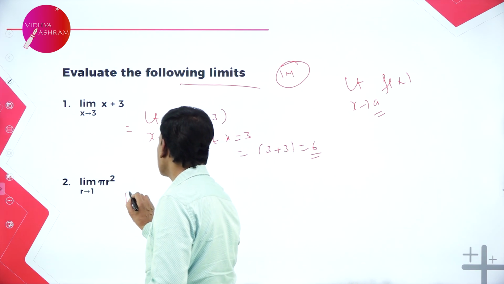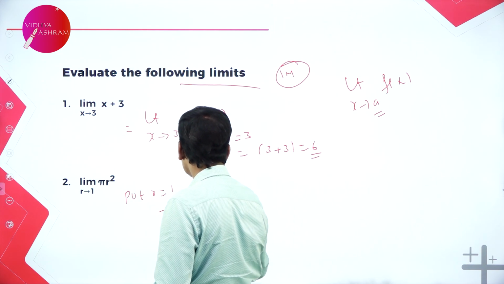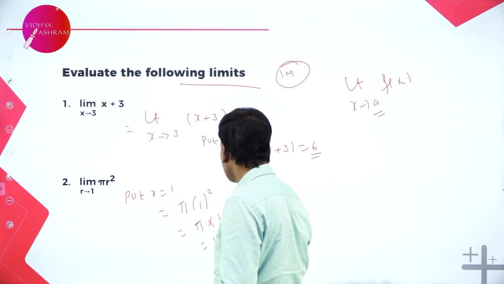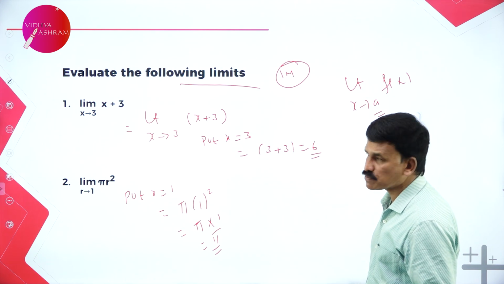So here put r is equal to 1, that's equal to pi into 1 square. 1 square is 1. Pi into 1, that's equal to pi. The value of the limit is pi. Now move on to the next problem.